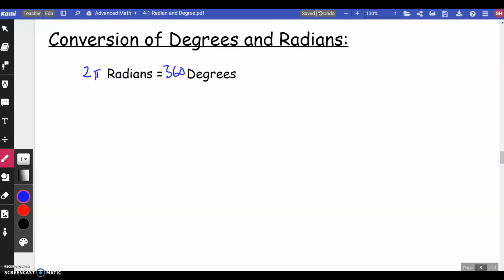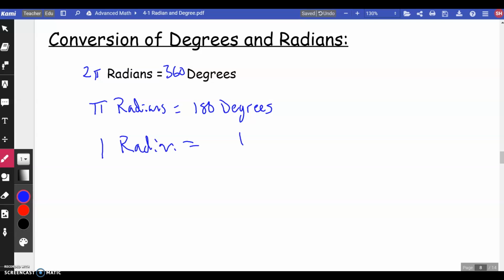Well, we can narrow that down a little bit. If you think about it, halfway around is pi radians, and halfway around is 180 degrees. So really all I did is divide both sides by 2. So we're going to come up with a conversion factor. When you want a conversion factor, you want to know what is one of something equal to in the other. So I want to get 1 radian here, and what's that equal to in degrees?